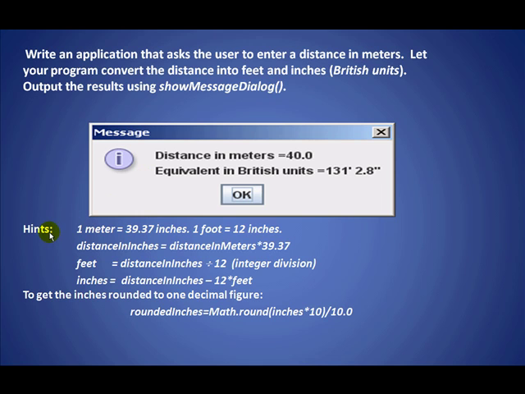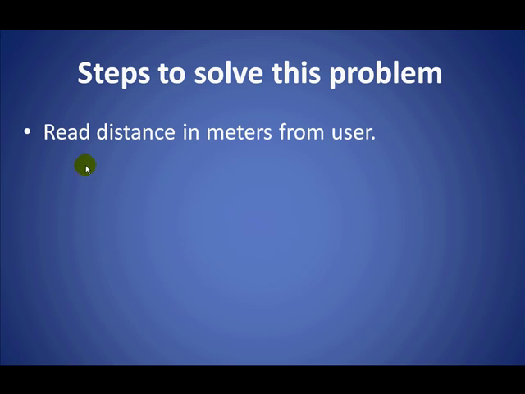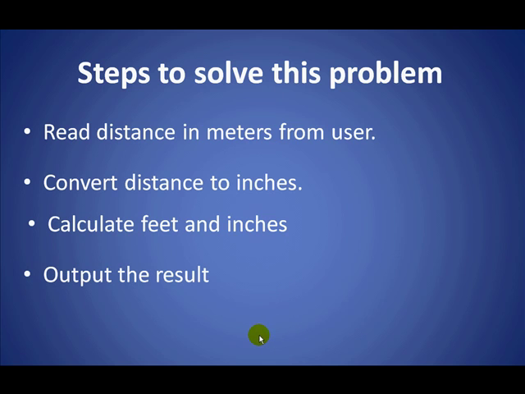Now, we have some hints here. 1 meter is equal to 39.37 inches and 1 foot is equal to 12 inches. We are going to follow the following steps in order to solve this problem. First thing, we need to read distance in meters from user. Second, we need to convert that distance to inches. Third, we need to calculate how many feet and inches in that converted value. And finally, we need to output the result.